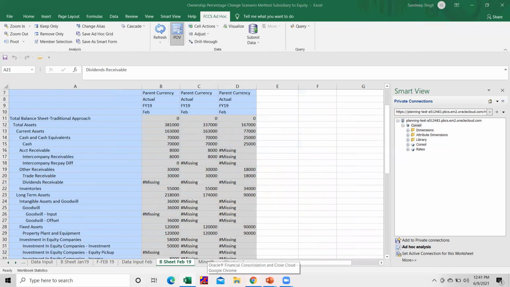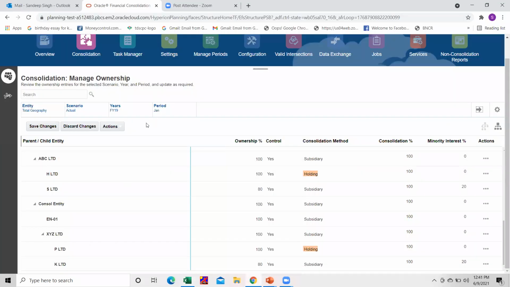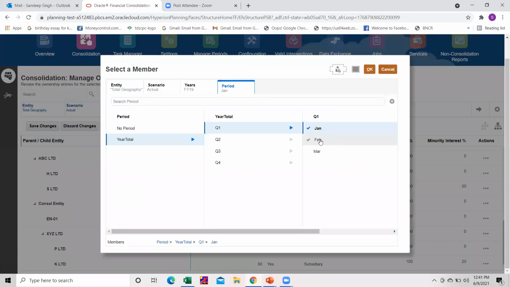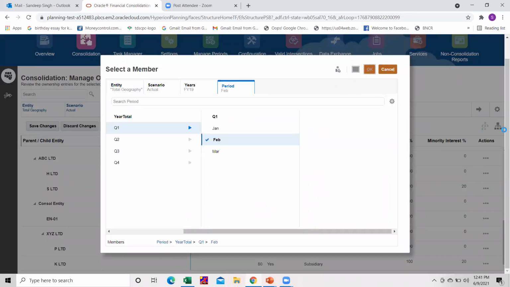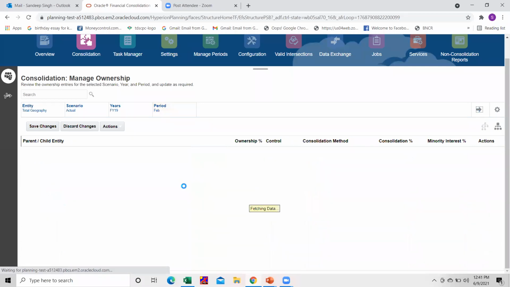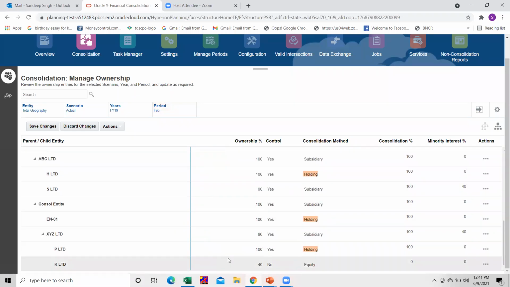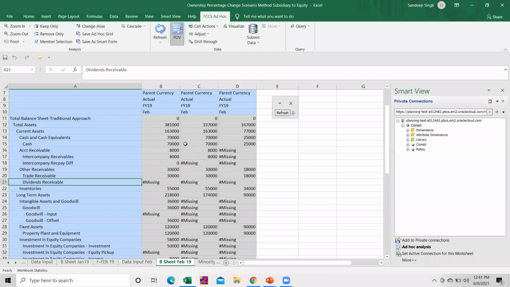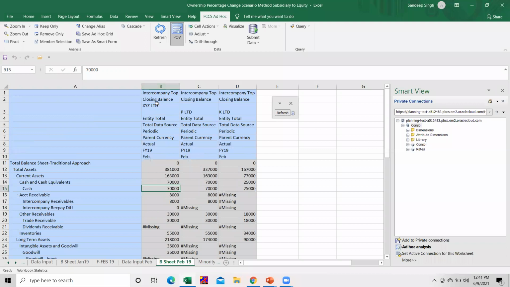Before getting into the balance sheet, let's look into the ownership that I have changed in the month of Feb. You can see that I have assigned the ownership as 40%, and the method of consolidation will be equity. This is the change I made in the month of Feb. Now let's check the balance sheet numbers at the consolidated level.